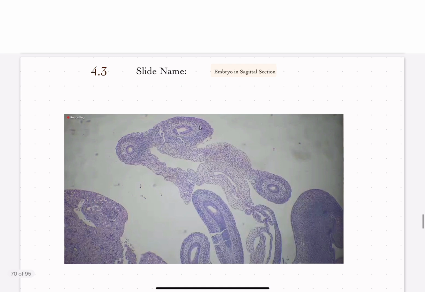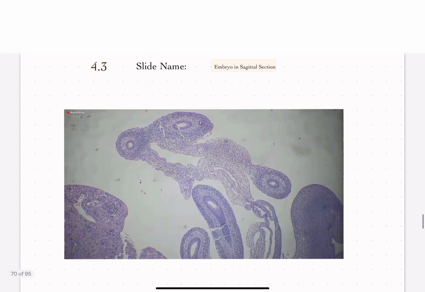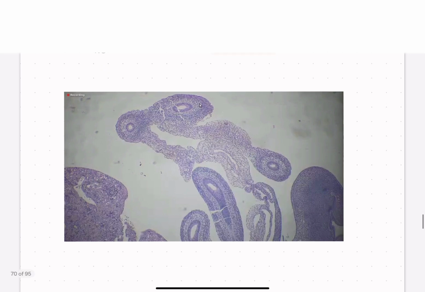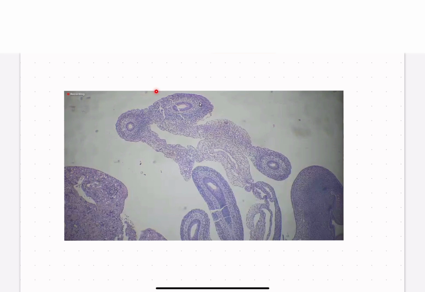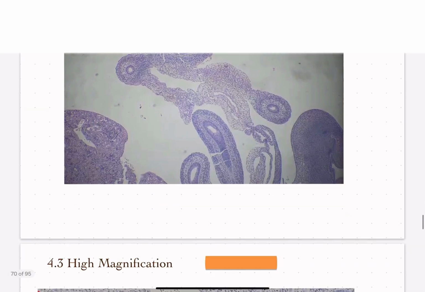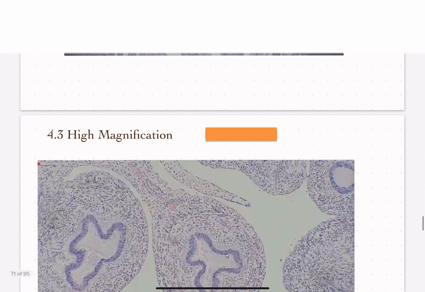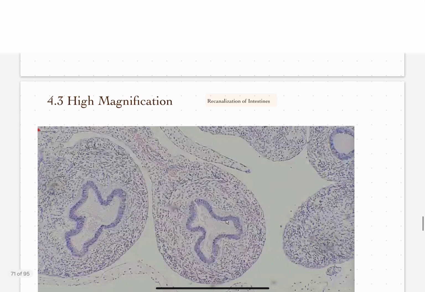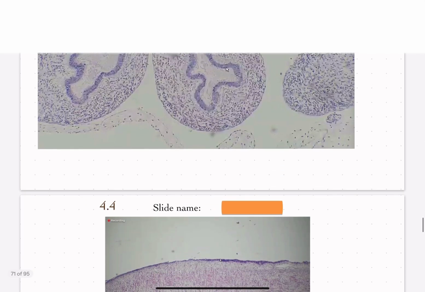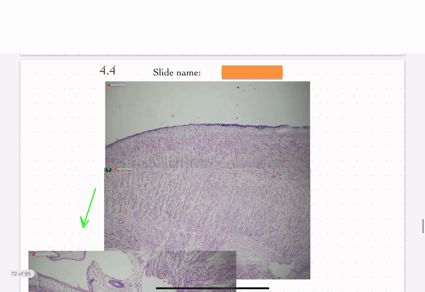Usually when you see these structures, it's usually in the sagittal section of an embryo. You can see other structures here as well, including the liver. That's just my general explanation. But they will show you adjacent surrounding structures, not just this image. I just wanted to test you guys by just showing you that area. 4.3 structure was a recanalization of intestines, and we'll explain why.